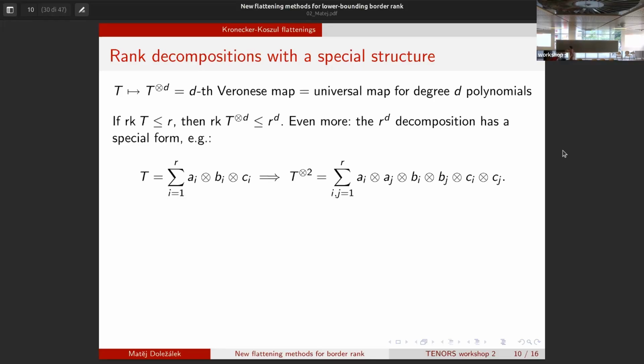What I want you to notice is that among these R squared terms, there are the ones where I and J happen to be the same. And then I have a repetition. I have A_I, B_I, C_I. And I can now choose projections from this tensor power, let's say from this space A to the D tensor power or B to the D tensor power. I can choose projections that will eliminate these special terms with repetitions.